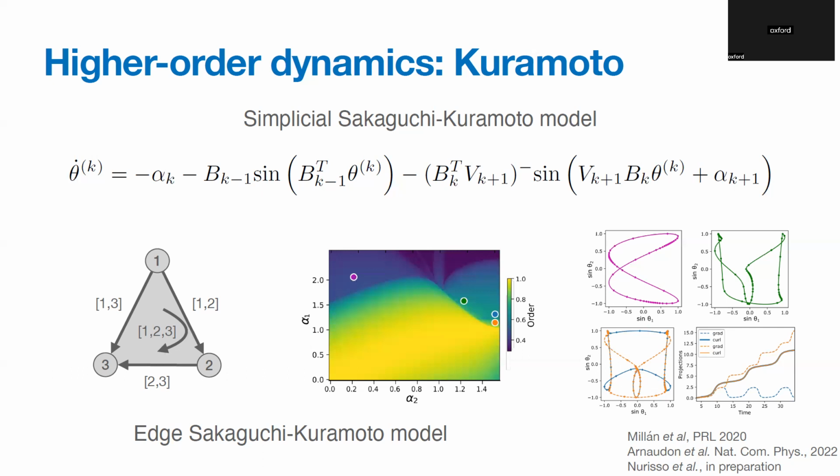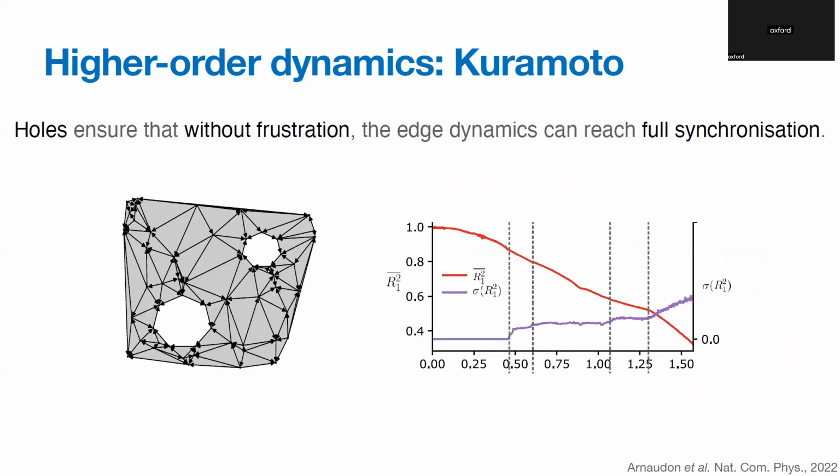This is almost the simplest example of what you can consider: a simplicial complex where you have triangles with three faces, and the oscillators are on the edges, so they can interact both through the nodes and through the face. That's a very simple example, but it gets really interesting when we get to larger, more complex complexes, and in particular, when you have holes present. Because these holes have a meaning for the dynamics, right?